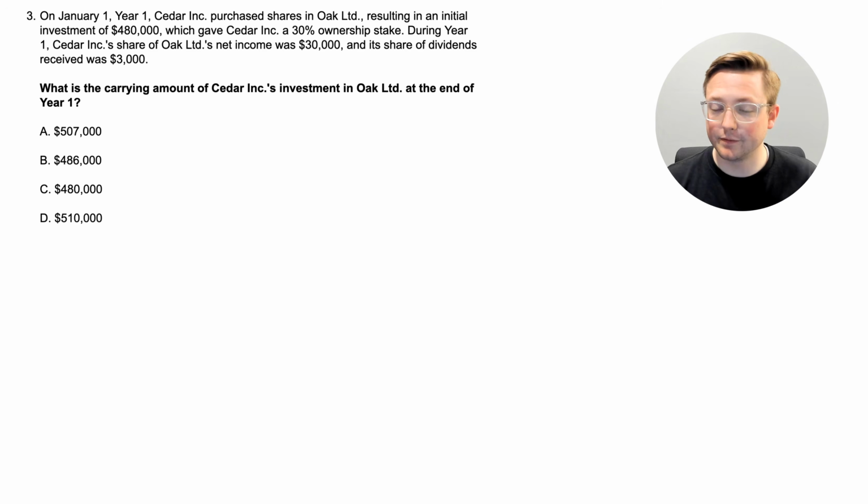So now we're finally figuring out the carrying amount, now that we understand when you're supposed to use the equity method. On January 1st, year 1, Cedar Inc. purchased shares in Oak Ltd., resulting in an initial investment of $480,000, which gave Cedar Inc. a 30% ownership stake. During year 1, Cedar Inc.'s share of Oak Ltd.'s net income was $30,000, and its share of dividends received was $3,000. So with all that information, we have to figure out what the carrying amount of the investment is.